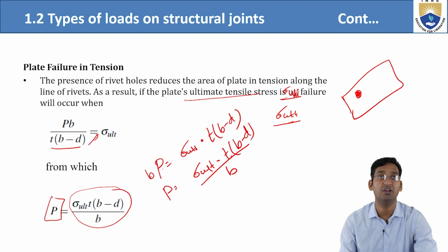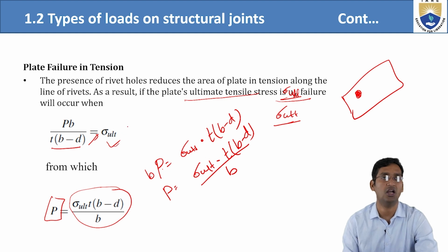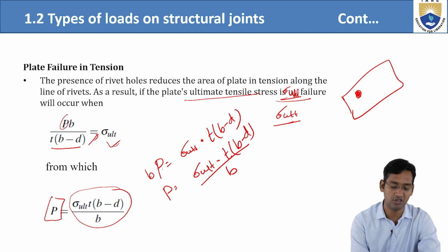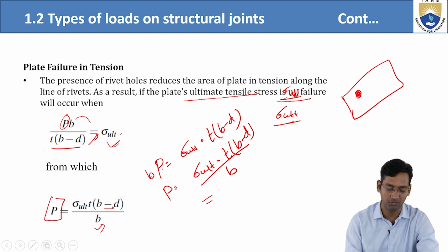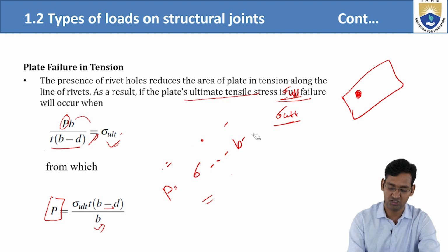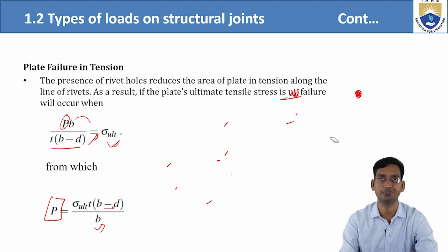Next is plate failure in tension. Because of the plate failure, what will be the ultimate tensile stress? That sigma ult will be PB by T into (B minus D), which is equal to the sigma ultimate. From here we can again find P. So P will be equal to sigma ultimate into T into (B minus D), and this B will get divided here. So finally P will be equal to sigma ult into T into (B minus D) by B.